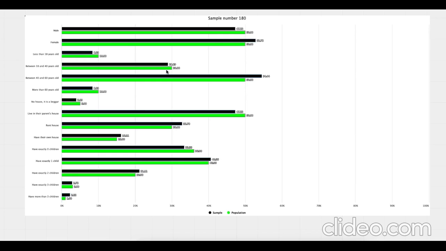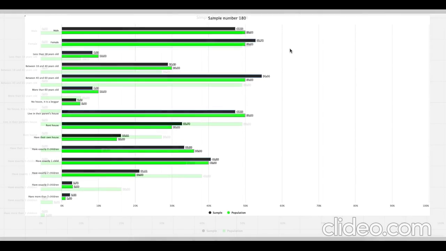So the green bar is the distribution of the population we wanna know something about. And the sample is the black bar. It's what we know through the sample we have taken. We can see that because we are in the sample number 180, we are making a mistake of around 6% regarding the gender distribution. So here we go with the experiment.